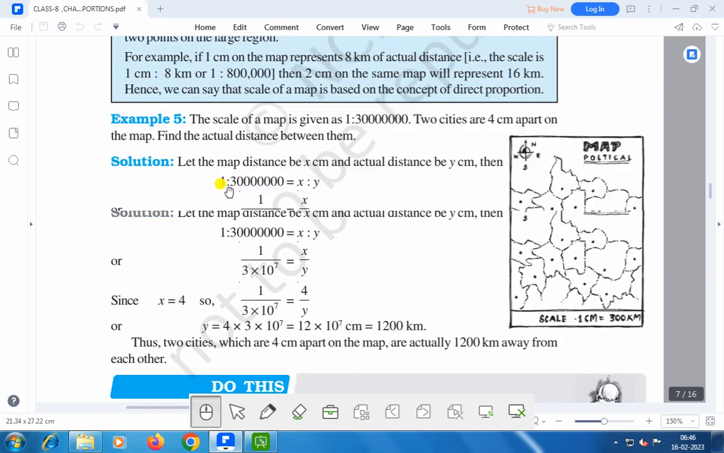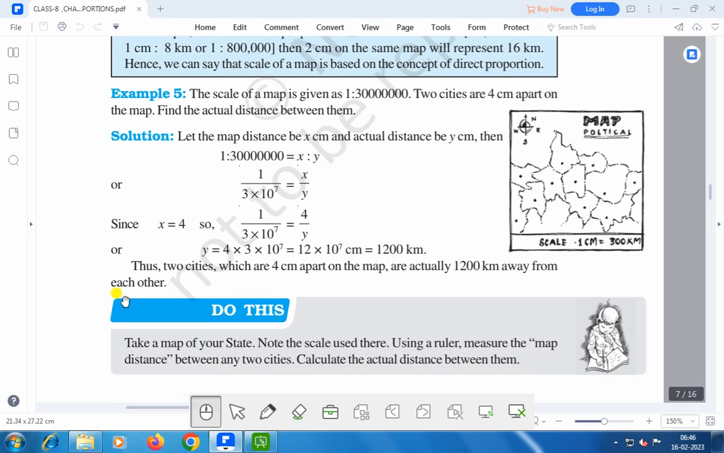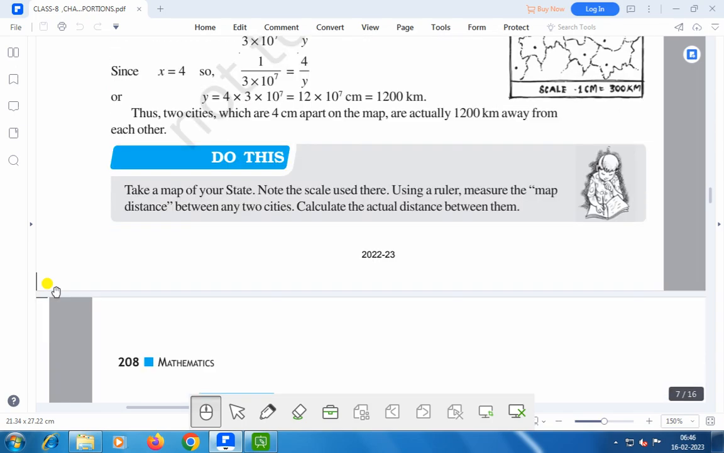The scale of a map is given as 1 is to 30000000. Two cities are 4 cm apart on the map. Find the actual distance between them. Let the map distance be x centimeter. The actual distance will be y centimeter. Then 1 is to 30000000 is equal to x is to y, that is 1 by 3 into 10 to the power 7 equal to x is to y. Since x is equal to 4, therefore 1 by 3 into 10 to the power 7 equals 4 by y, or the value of y equal to 1200 km. The two cities which are 4 cm apart on the map are actually 1200 km away from each other.